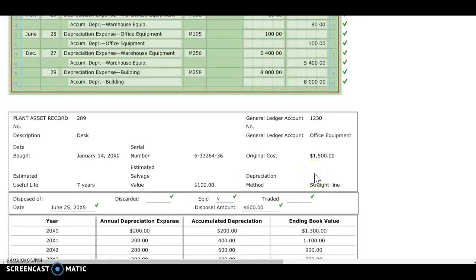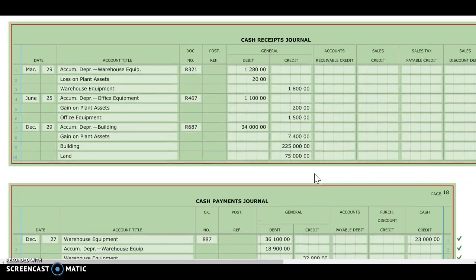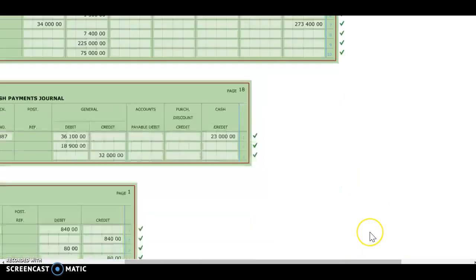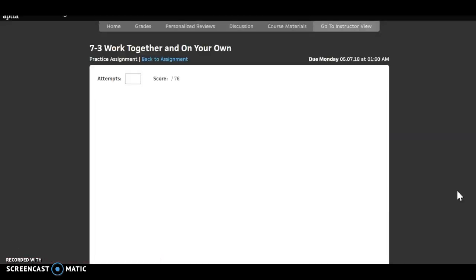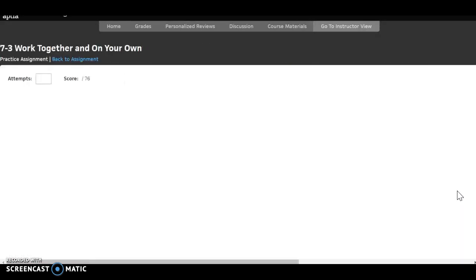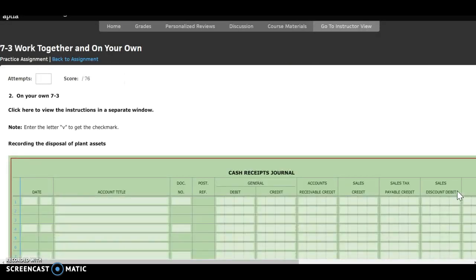And let's just make sure everything is good there. Looks good. Okay, so you can now go on to your 7.3 on your own. Remember, you might want to have handy your 7.2 and maybe even your 7.1 on your own.